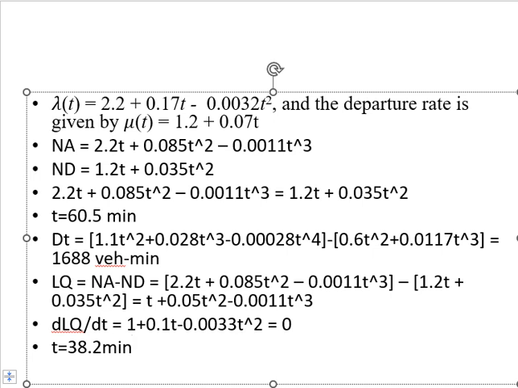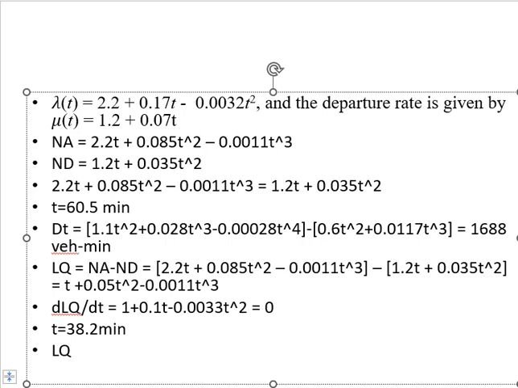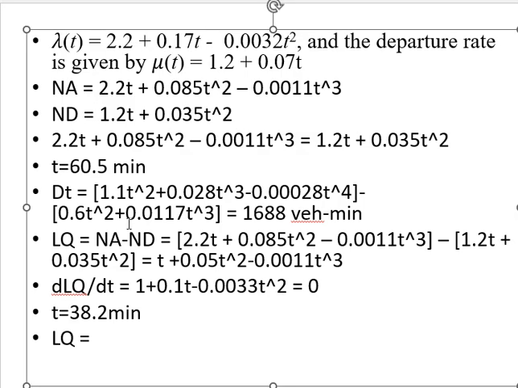How much is the length of the queue? Approx 50 vehicles, right? Yeah. We are calculating number of vehicles, right?